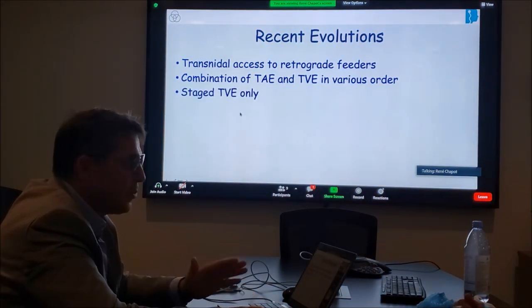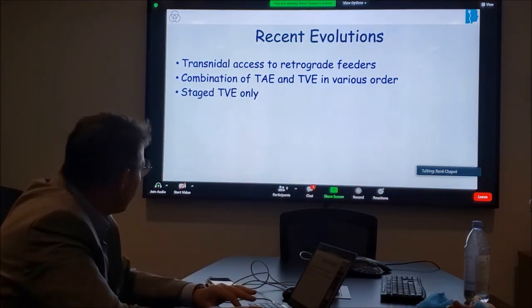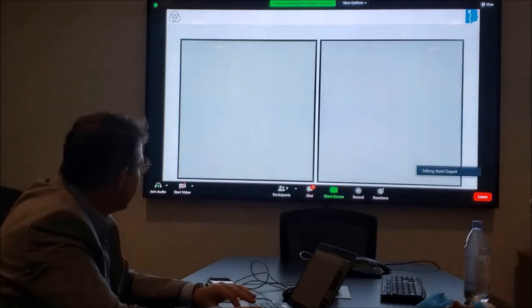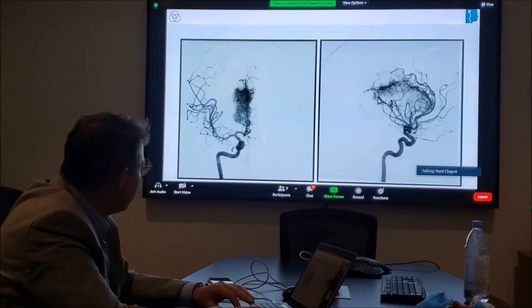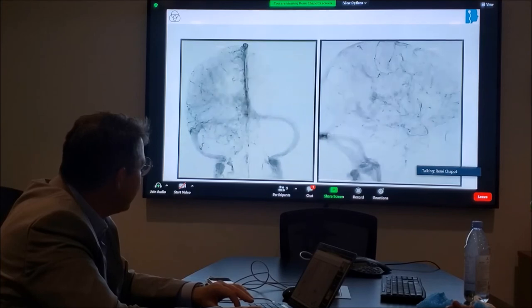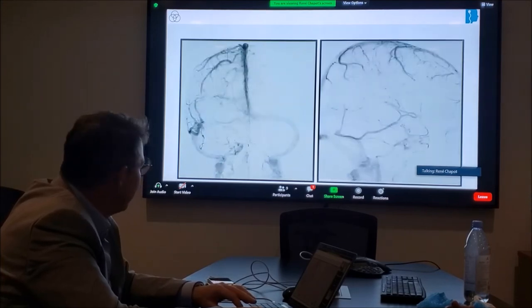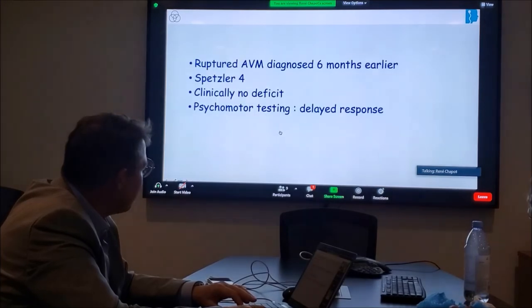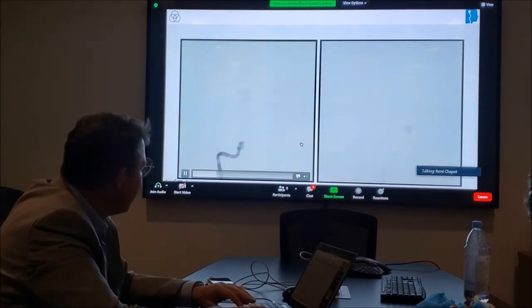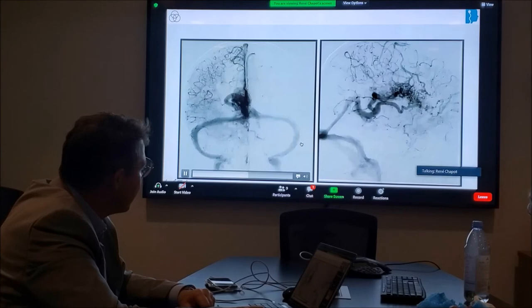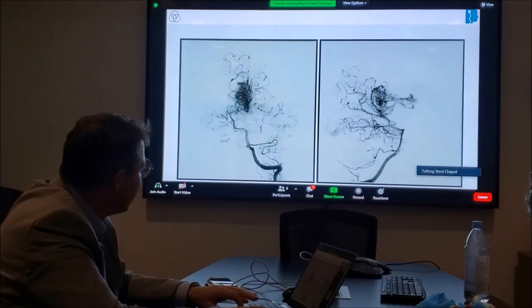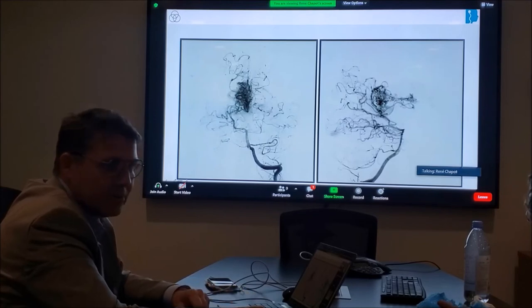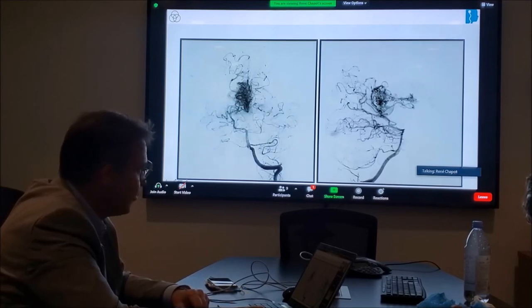And now we moved to transvenous only, such as this patient here. This patient is 22 years old. The whole corpus callosum is involved, and he bled 1 year before. And if you look at the posterior circulation, as if it would not be enough, he also has part of the splenium, which is coming also to there. And how to treat him?